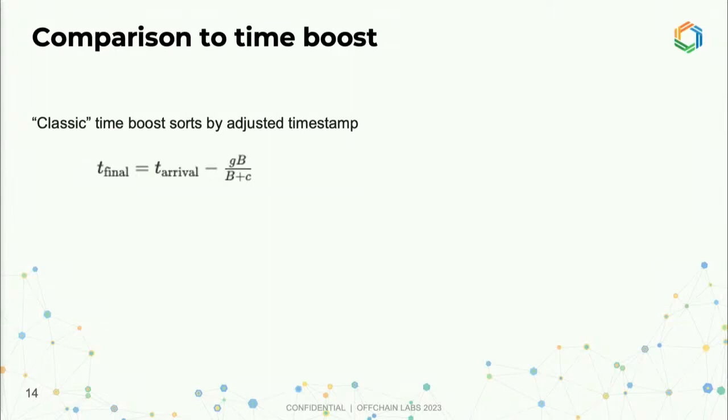that the final adjusted timestamp is the actual arrival timestamp minus a correction. And in this correction, B is your bid. C is a normalization constant, and G is the maximum amount of time advantage you can buy. Because even if B goes to infinity in this formula, the second term just goes to G, right? Always less than G for a finite bid.